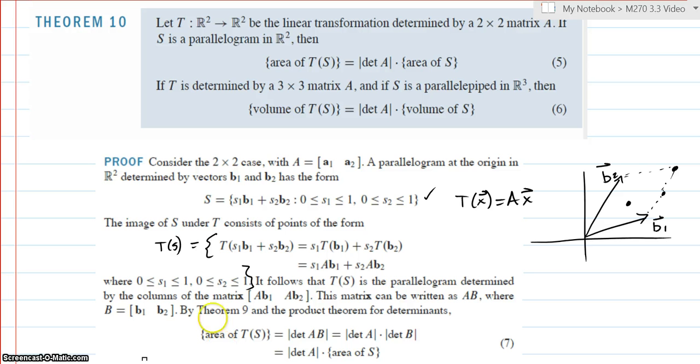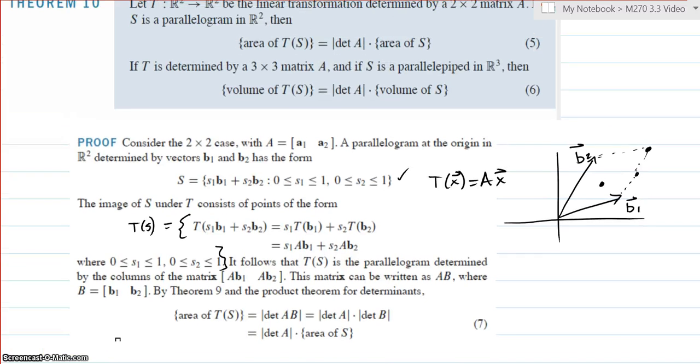So the area of this T of S we know is just the determinant. So we can say this is the determinant of A times the determinant of B, from our last section. And we know the determinant of B is the area of the parallelogram, right? So it's the determinant of A times the area of S.